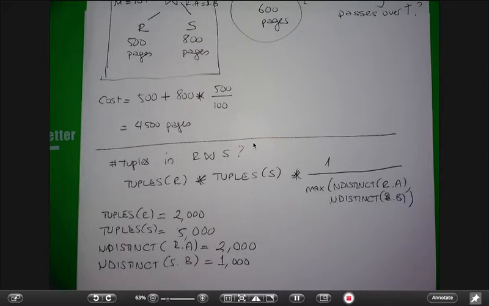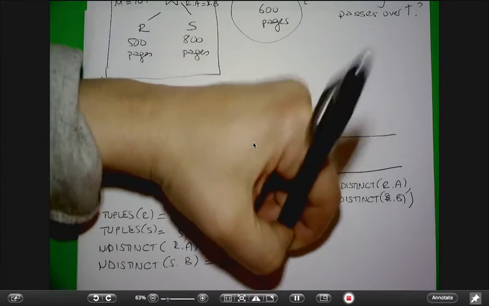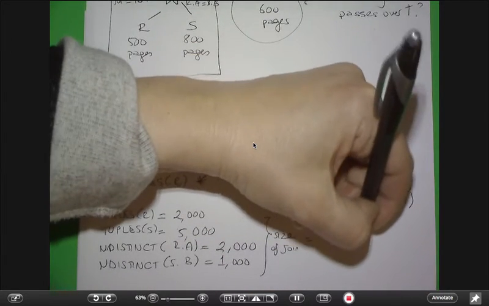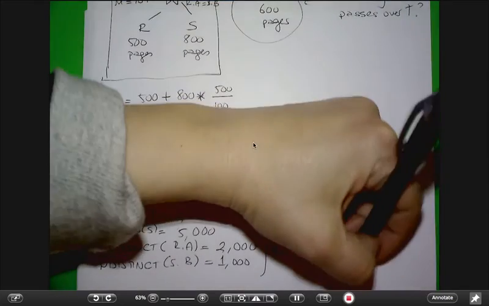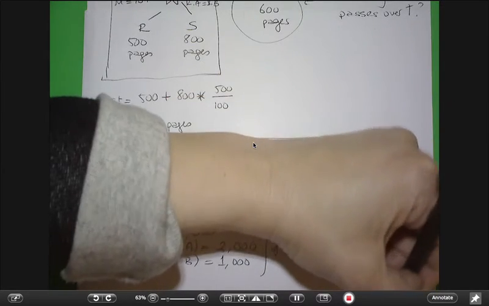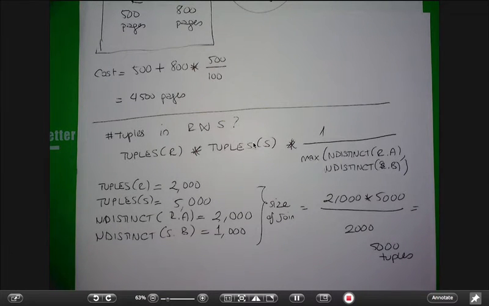Okay? So if that is the case, the size of the join is 2000 times 5000 divided by 2000, which is 5000 tuples. Okay? But this is not really sufficient because I don't know how many disk pages I can put these 5000 tuples in, right? So, in the homework, I say, okay, let's have an assumption.